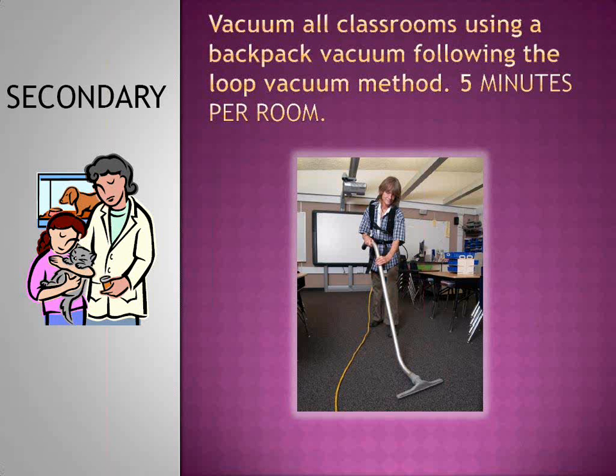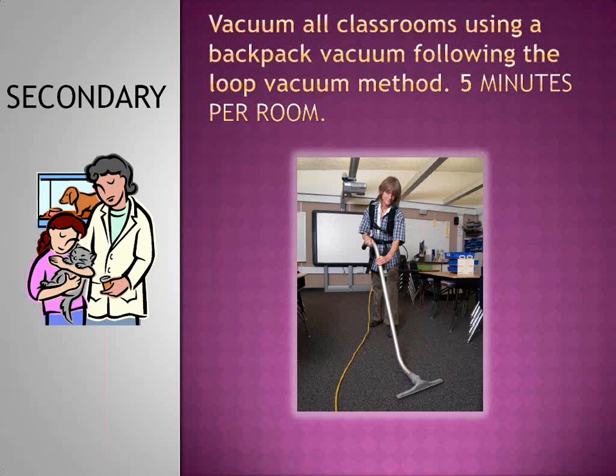Now, secondarily, vacuuming. You want to vacuum all classrooms using a backpack vacuum following the loop vacuum method. It takes approximately 5 minutes a room, and that's an average 800 to 1,200 square foot room to vacuum with a backpack vacuum cleaner. Approximately 7 minutes to primary a room. Now, when you vacuum, use the loop vacuuming method.